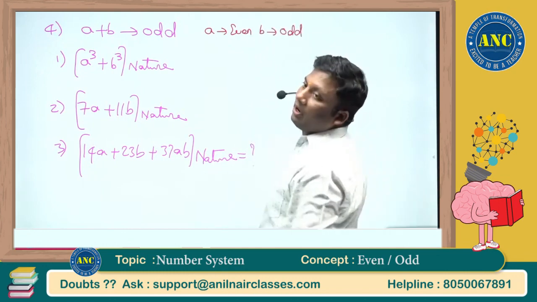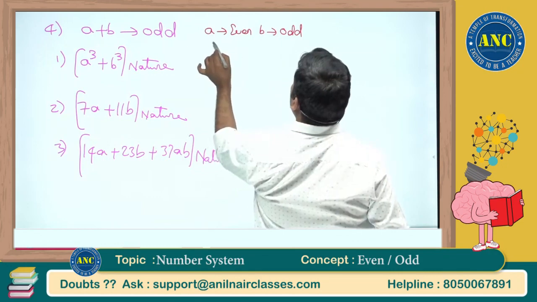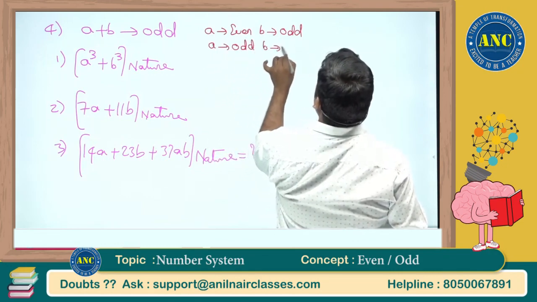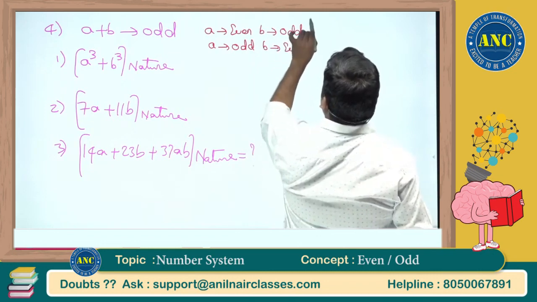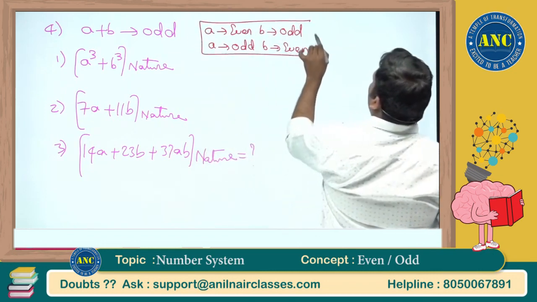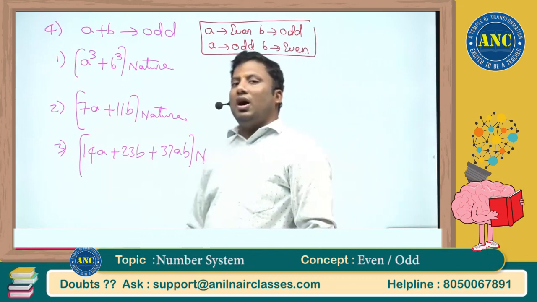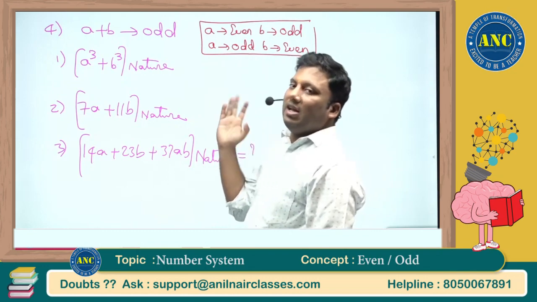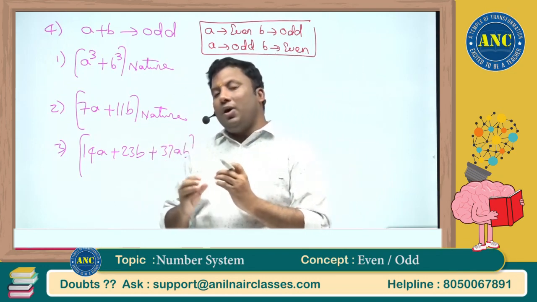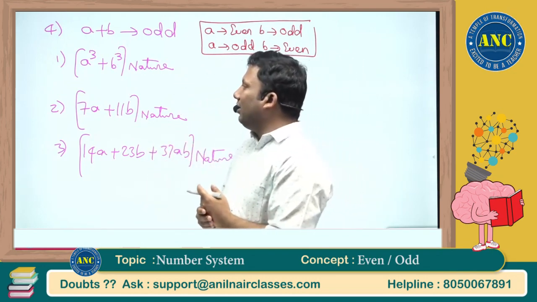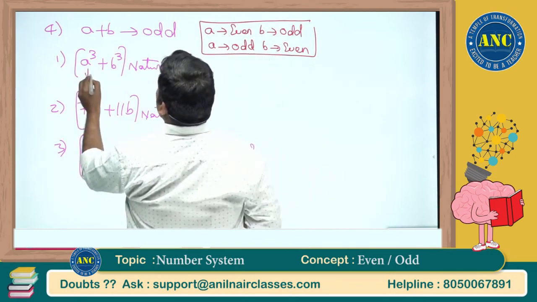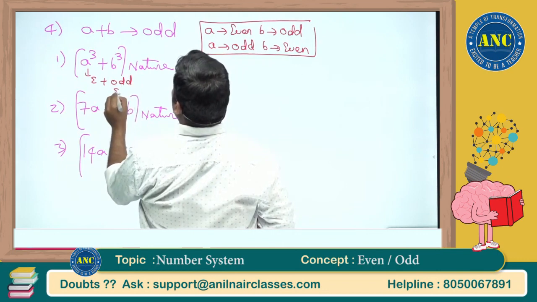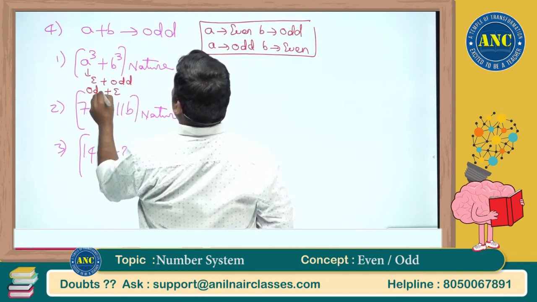Even plus odd can only give you odd. Or A can be an odd number and B can be an even number. Odd plus even is odd, or even plus odd also is odd. One is even, another is odd. That means both of them are of different parity. If one is even, another will be odd.